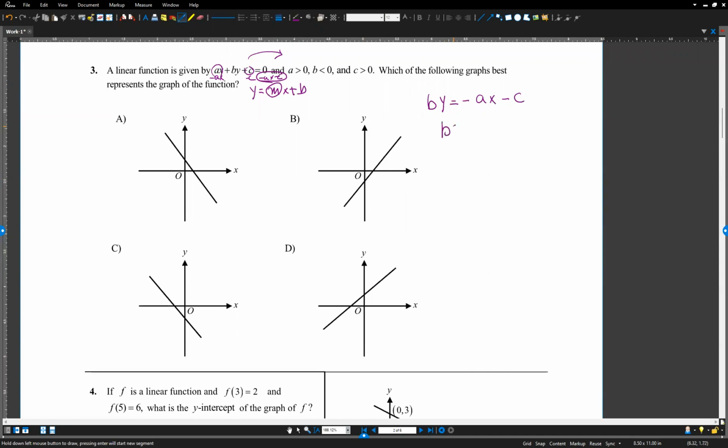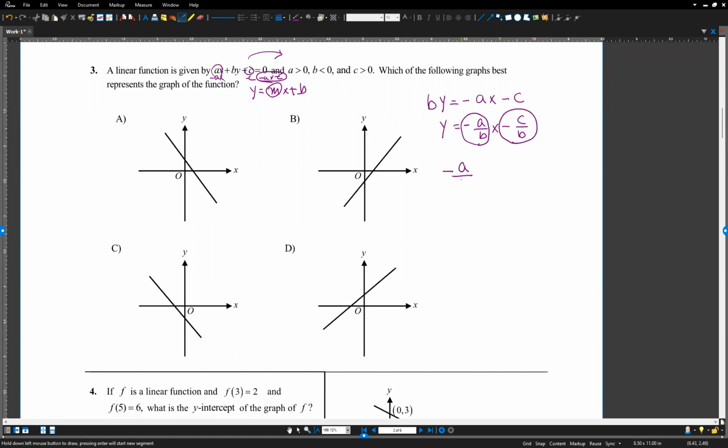Divided by b again, y equals negative a over b x minus c over b. That is y in slope and intercept form. Using this, this is the slope and this is the y-intercept. You can check it out.